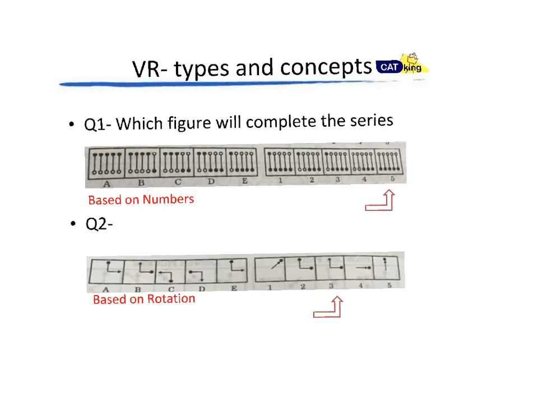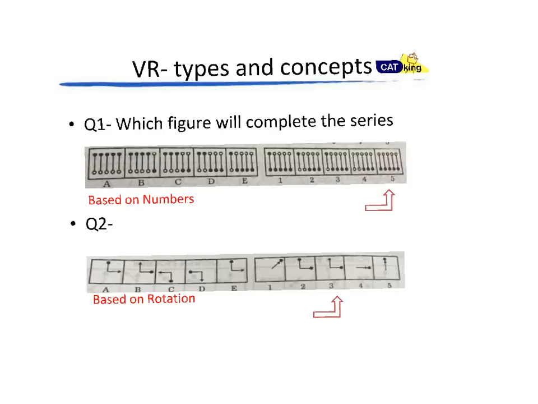Now coming to solving some examples based upon the types we've just seen, based upon numbers and based upon rotation. You can see the completion of the series part. A, B, C, D, E are base figures, and 1, 2, 3, 4, 5 are those figures out of which one has to follow E as the F figure.